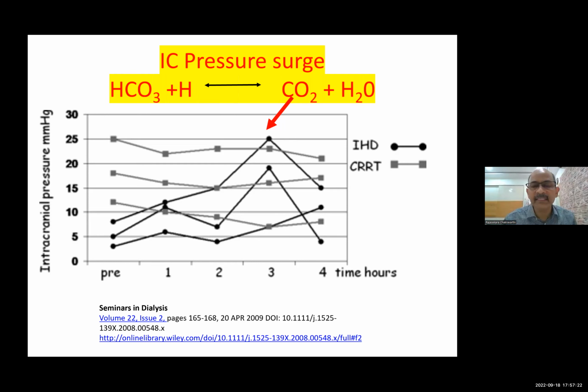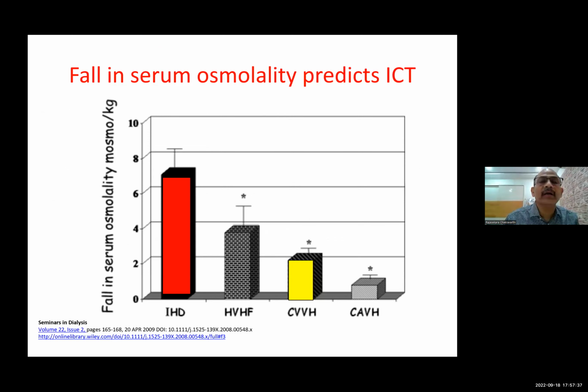In all the others, as I mentioned, there is no consensus on when to use CRRT, as mortality outcomes wise, there is no data strongly in randomized fashion to say that CRRT is better or intermittent modalities are better. So as I told you, fall in serum osmolality predicts the intracranial outcomes. Therefore, you would want to use a continuous modality in these patients.